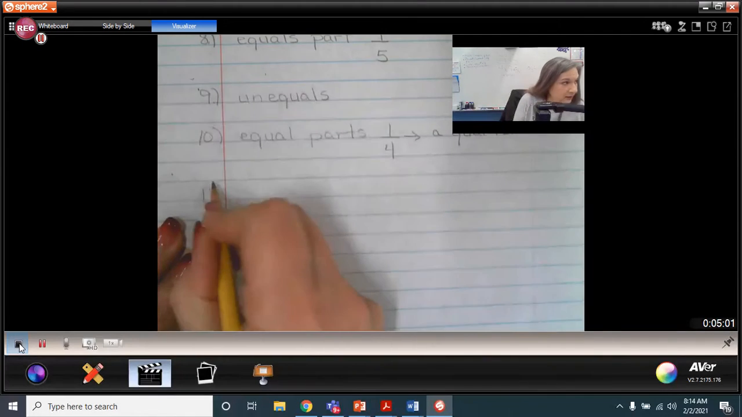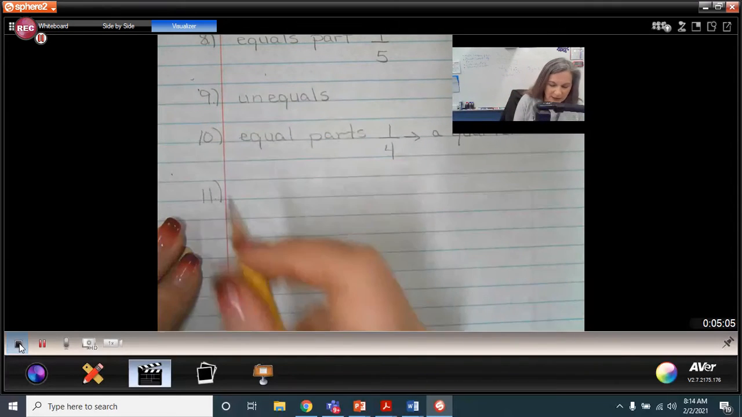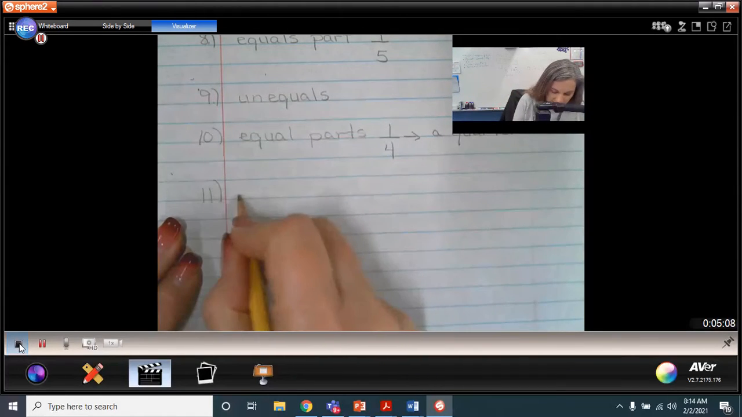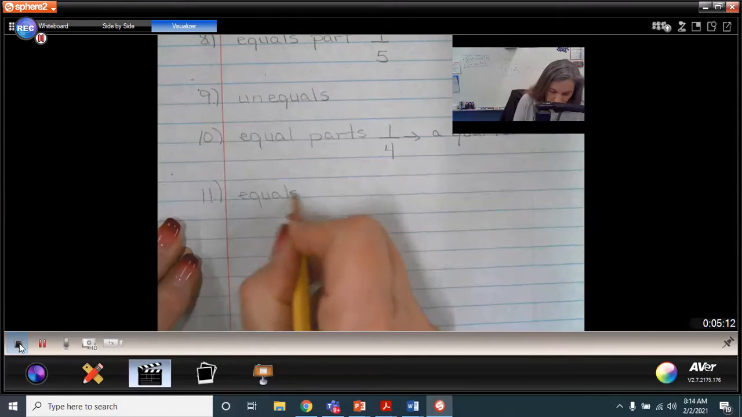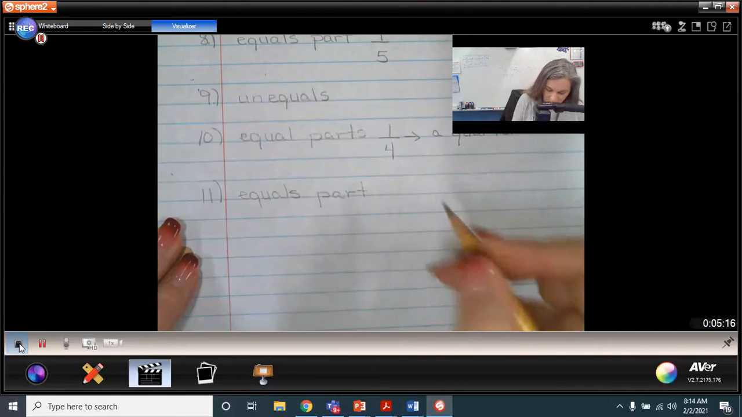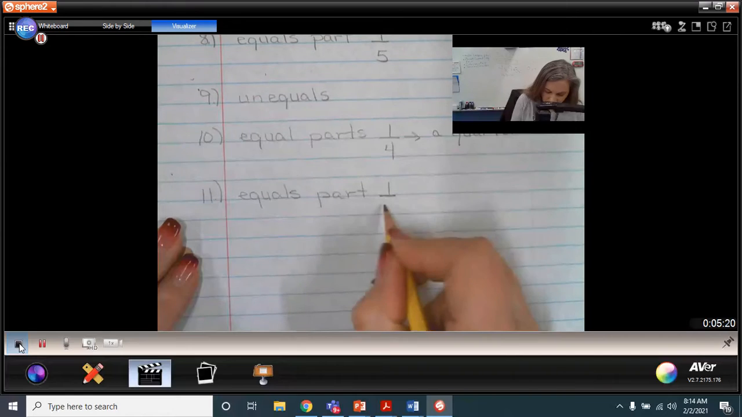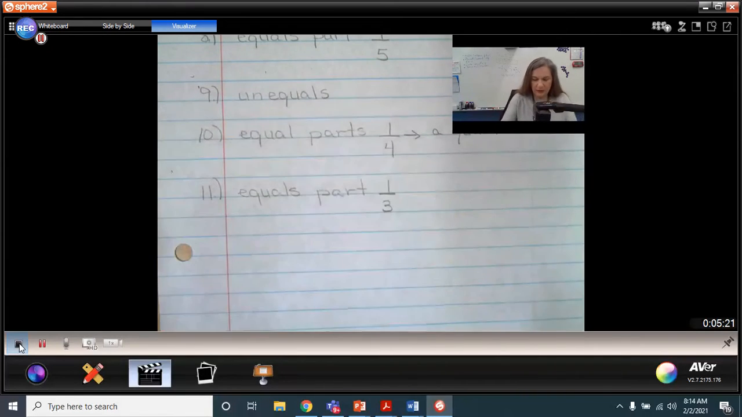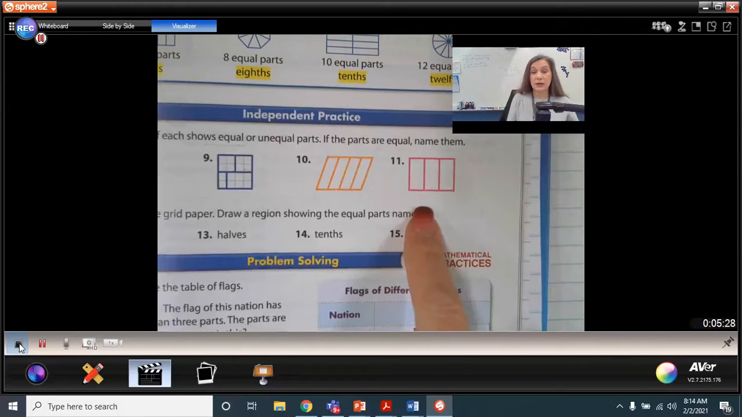Number 11 is a rectangle, and it is broken up into equal parts also. And those equal parts are called thirds. And so when we label each one of those pieces or parts, we would label each one with 1/3. So let's take a look at that real quick. If you notice here, here's the rectangle.